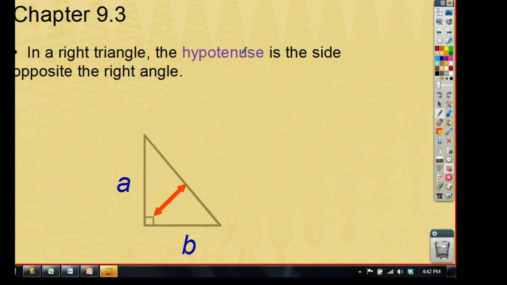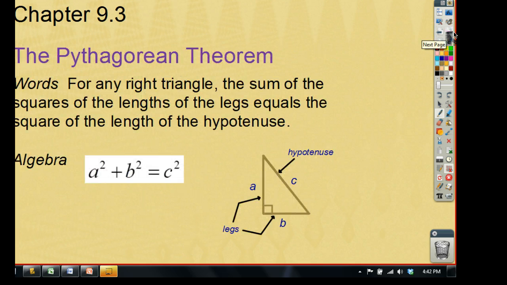The next slide is going to show you a little bit more about what this looks like. Definitely draw some pictures, okay? So here we have a right triangle. The hypotenuse is the side opposite the right angle, okay? So it's the one that's directly across from the right angle. The other thing to notice is that it is always the longest side. So let's take a look at this.